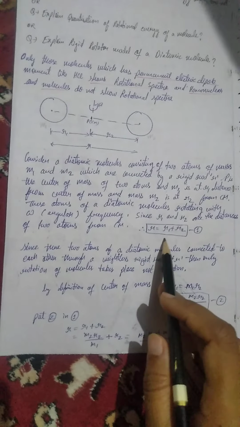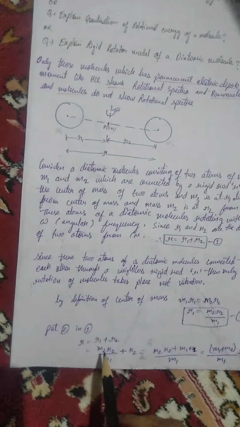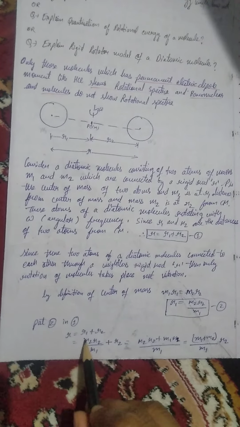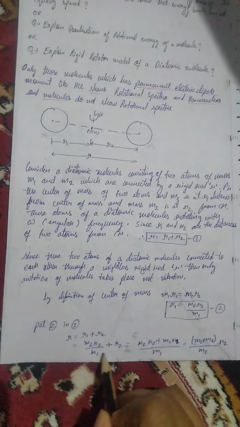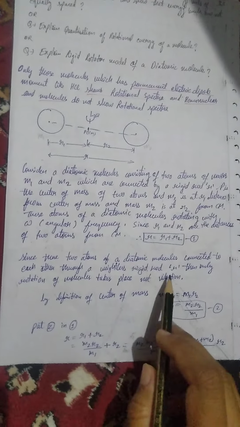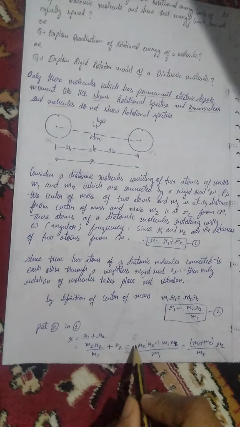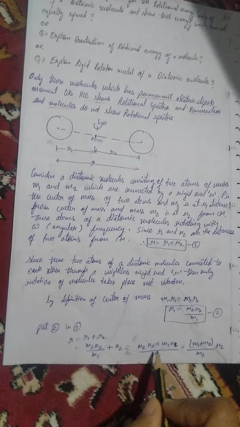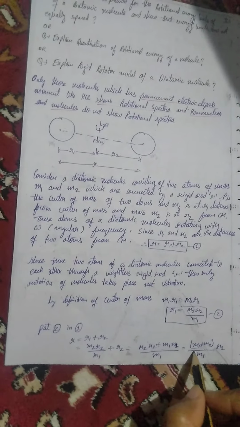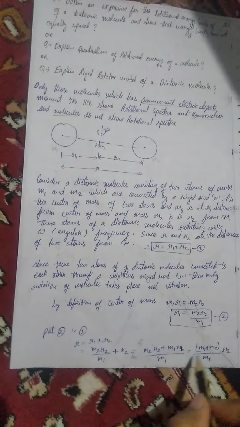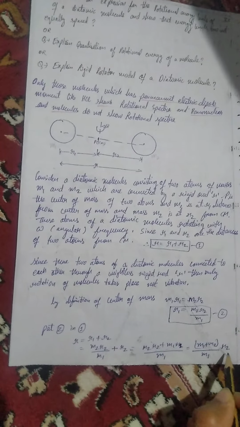Put 2 in 1, so r equals r1 plus r2, then r equals m2 r2 upon m1 plus r2. Just take the LCM m1, then this becomes m2 r2 plus m1 r2 over m1. Then take m2 r2 common, so we get r equals (m1 plus m2) r2 divided by m1. Through this we can get the r2 value.